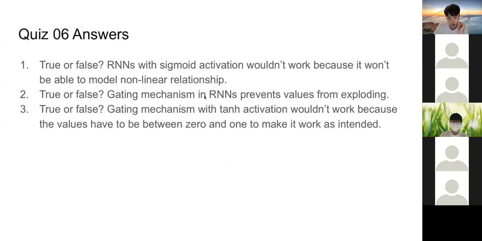All right, so question number one. 93% of people said false. And let's see, RNNs with a sigmoid activation wouldn't work because it won't be able to model nonlinear relationships. And you're right, it's false. So why is it false?